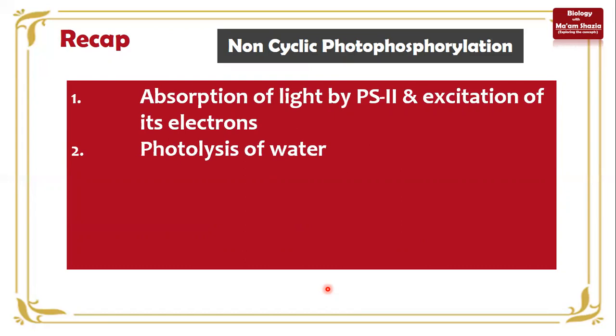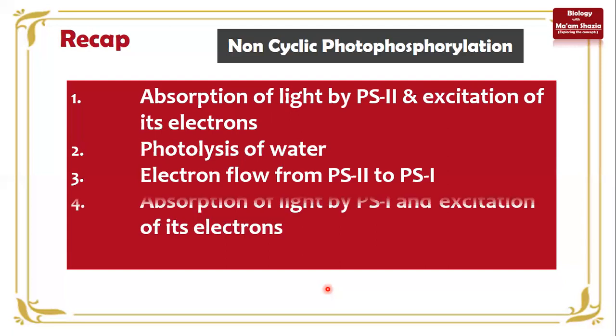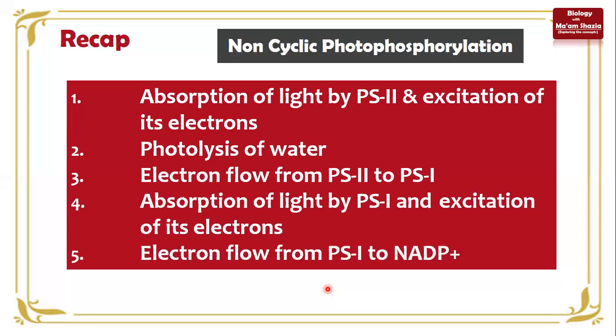The purpose of the breakdown of this water molecule is to fulfill the needs of the chlorophyll molecule of PS2, and also the atmospheric oxygen, and also for the production of NADPH. So these two steps we have completed up till now. The other three steps we will complete in the next lesson. Electron flow from PS2 to PS1 means ETC. Absorption of light by PS1 and excitation of its electrons. And then electron flow from PS1 to NADP means second ETC.